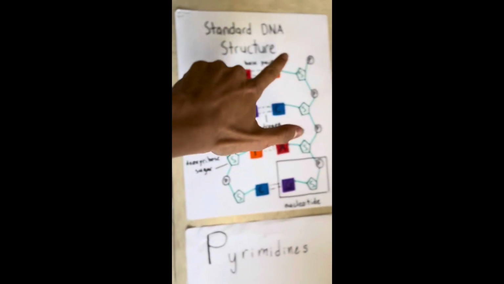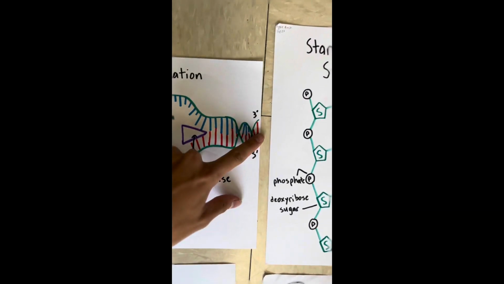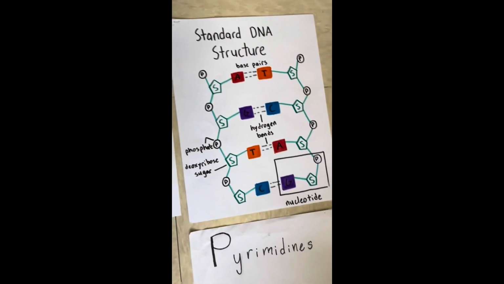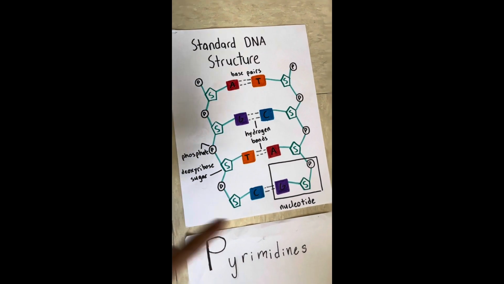DNA carries genetic material so living things can function. It is in a double helix shape, double-stranded, and is composed of nucleotides. DNA is in the nucleus of the cell. Nucleotides are the monomers of DNA.